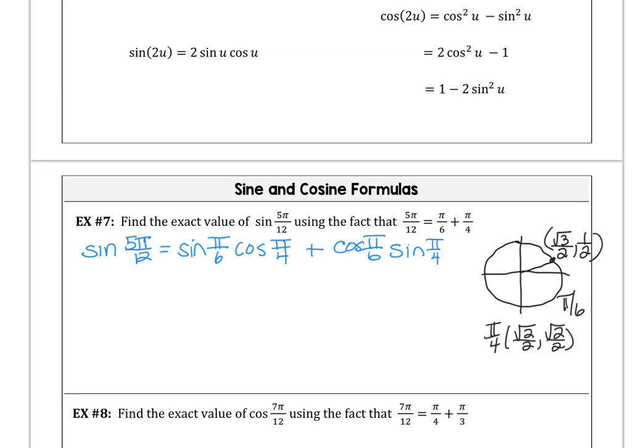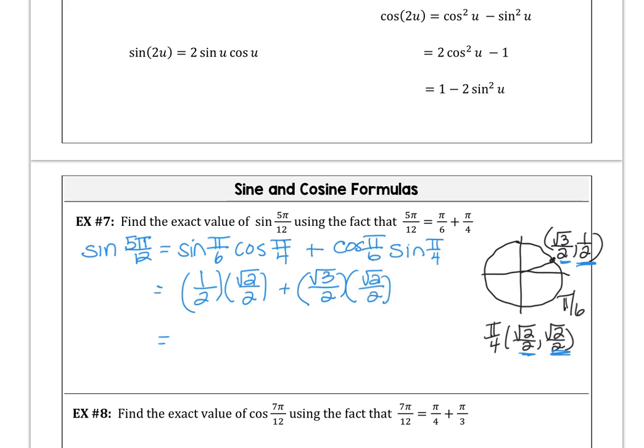So what's the sine of pi over 6? That would be our y value of 1/2. The cosine of pi over 4 is radical 2 over 2. The cosine of pi over 6 is square root of 3 over 2. And then the sine of pi over 4 is radical 2 divided by 2.